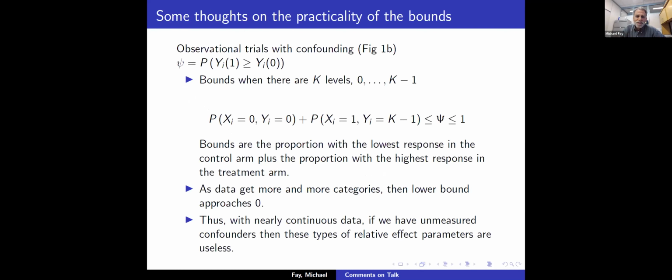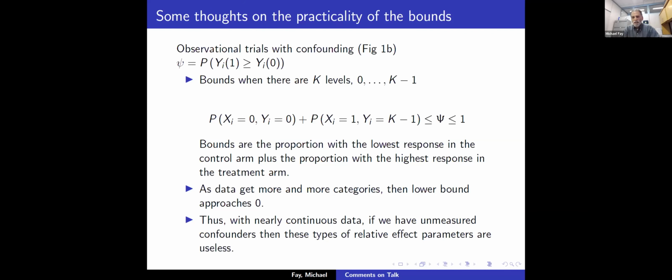But anyway, here's the bound for the probability of no harm, and I'll just rewrite it in terms of probability. It's the probability that you get the control and you have the lowest value of the response, plus the probability that you get the treatment and you get the highest value of the response, and that's your lower bound.